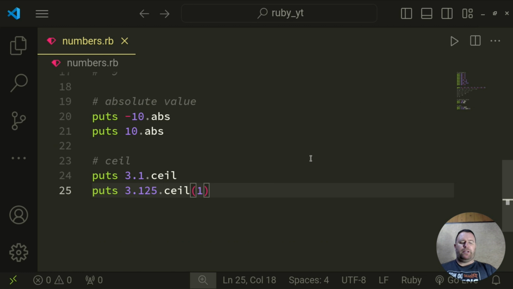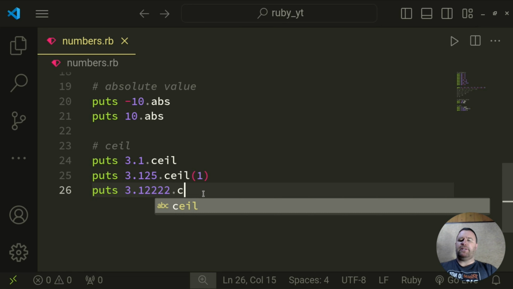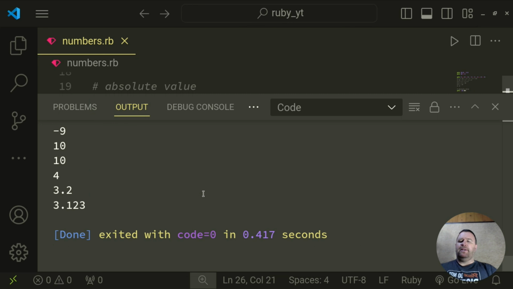Let's do just another one to illustrate this. We're specifying the digits we want here. So let's do puts 3.12222 dot ceil. Let's go out to the third decimal place. If we run that, we get 3.123. So it takes the 2 here and puts it up to a 3 because there's a 2 after. It just rounds it up to the next.